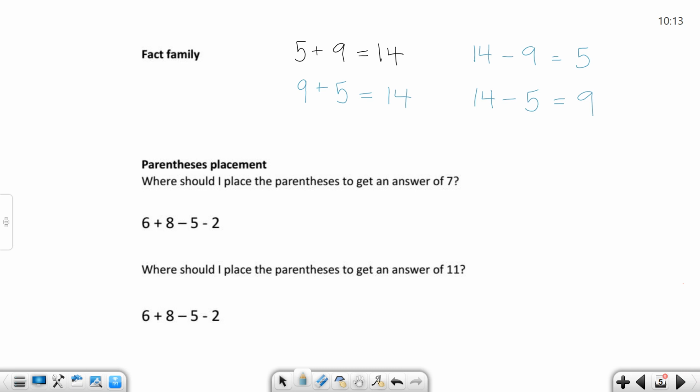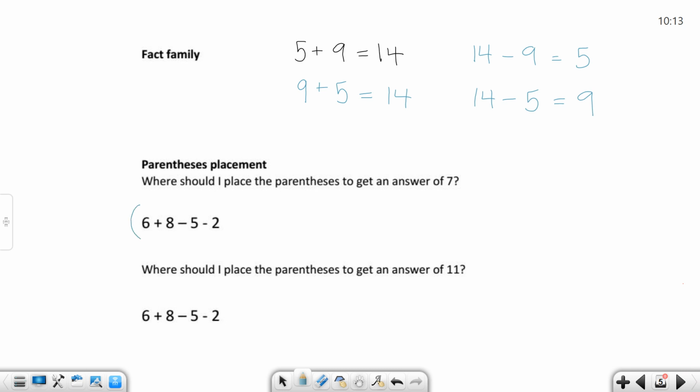Now, parentheses placement. What you'll notice about these next 2 problems is that they are both exactly the same. But one is going to have an answer of 7, and one is going to have an answer of 11 just by putting the parentheses in there. So the way that I work it is, I just put the parentheses in there and I try it.